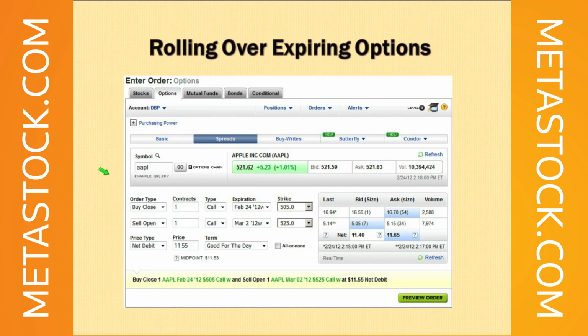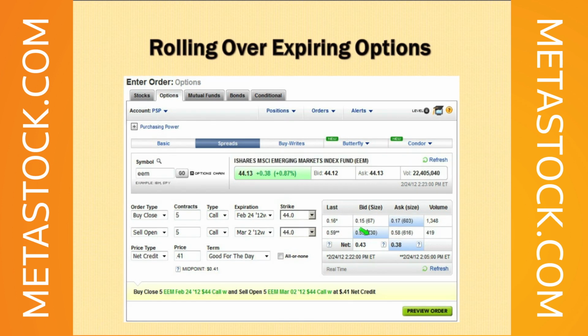And these are just examples of spread orders I use to close out the expiring option. In this example, this was for an Apple weekly covered call, bought to close the February 24th 505 strike call, and then sold to open the March 2nd 525 call. So what I did is I put a limit order in halfway between this bid and ask. I normally get filled if I put the order in midway between the bid and ask price. So you save not only in the commission, but you save on the bid-ask price. And here's another example. This was for the emerging market index. I was rolling over.